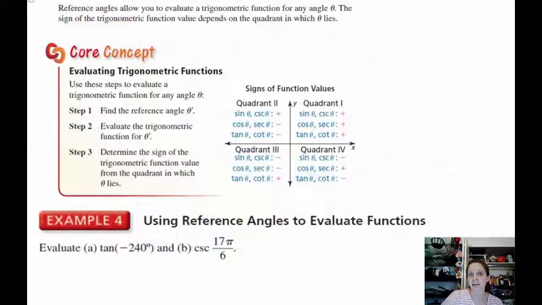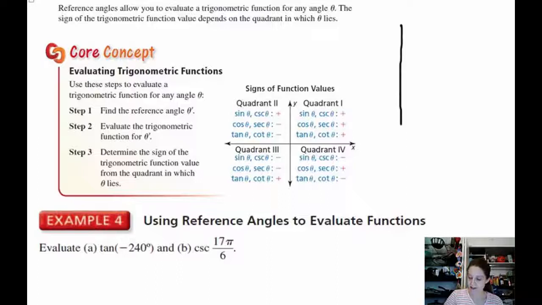Reference angles allow you to evaluate a trigonometric function for any angle theta. The sign of the trigonometric function value depends on the quadrant in which theta lies. We're going to use these steps to evaluate a trigonometric function for any angle theta. 1. Find the reference angle theta prime. 2. Evaluate the trigonometric function for theta prime. 3. Determine the sign of the trigonometric function value from the quadrant in which theta lies.